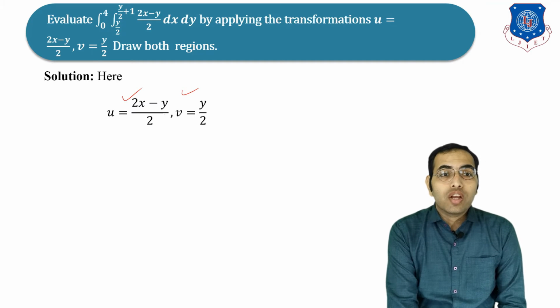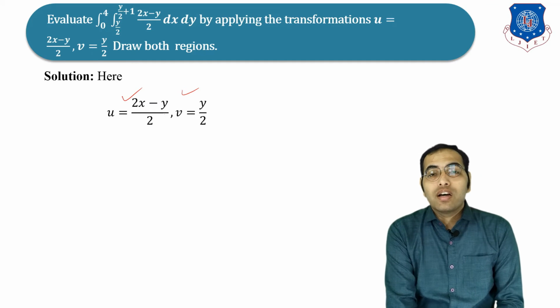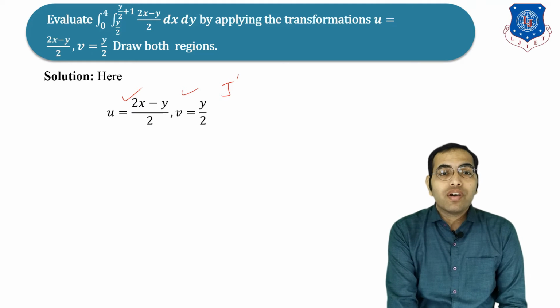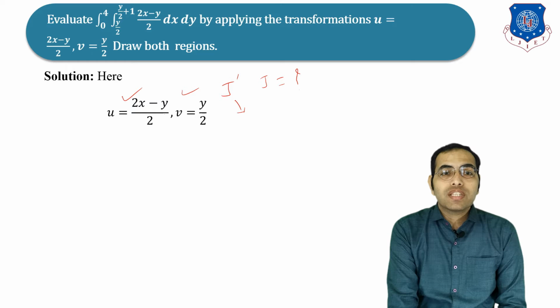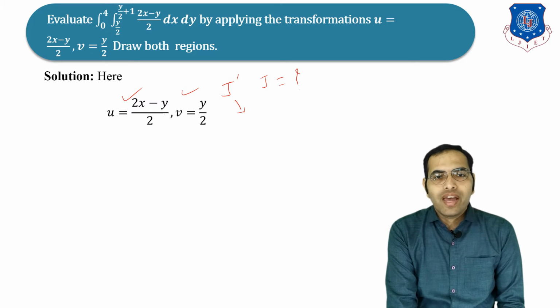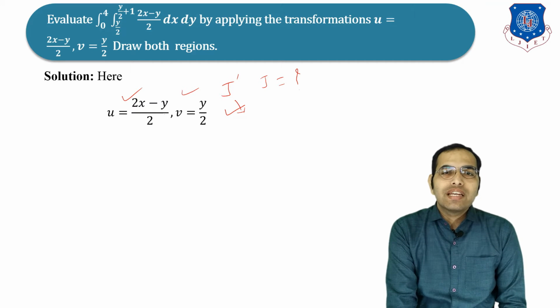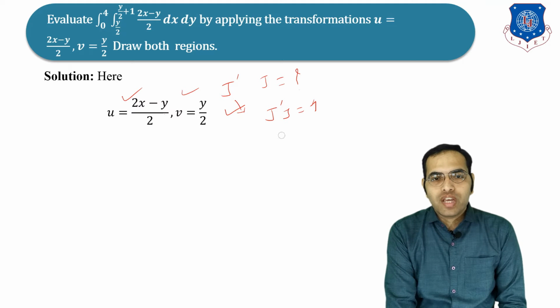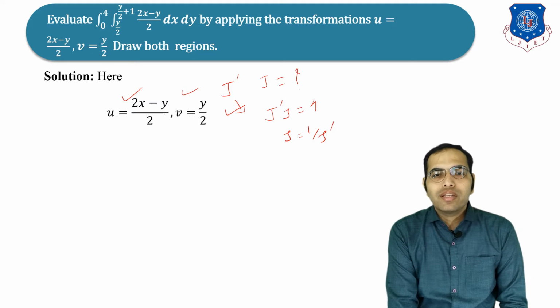Now here u and v are both functions of x and y. Firstly we have to find J dash. If our x and y are functions of u, v, then we find J first, but here u and v are in the form of x and y, so firstly we find J dash. Then, according to the properties of the Jacobian, J dash into J equals 1. After we get the value of J dash, J equals 1 upon J dash.